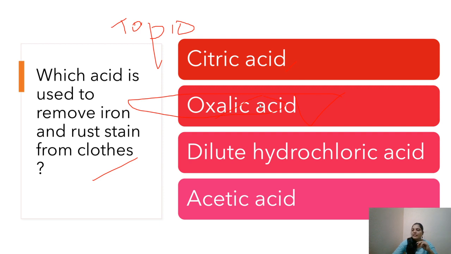Citric acid is a weak organic acid found in citrus fruits. You can see this citric acid in many citrus fruits. Dilute hydrochloric acid, HCl, is a strong acid; some amount of water is added to make it dilute hydrochloric acid. Acetic acid is also known as ethanoic acid.